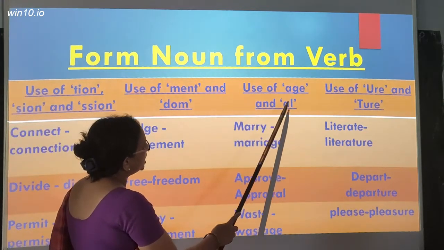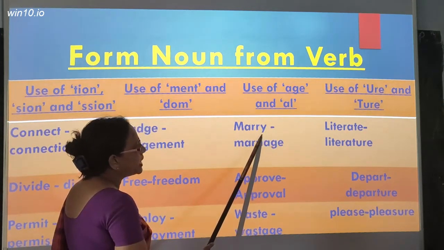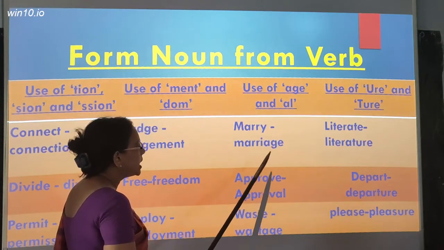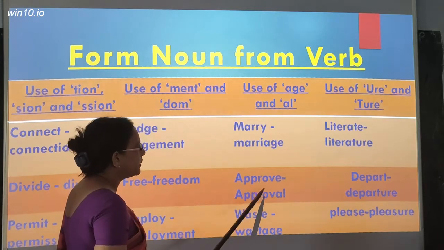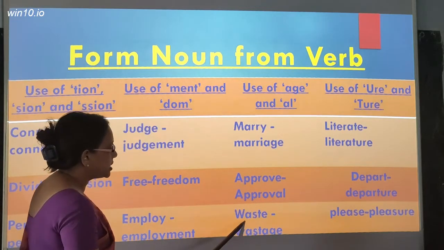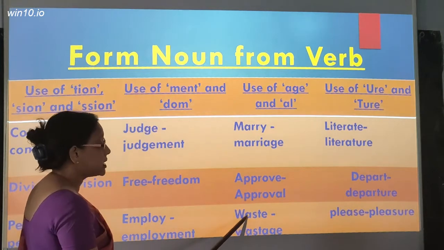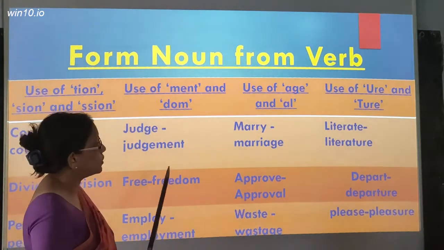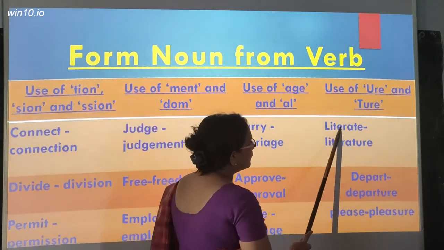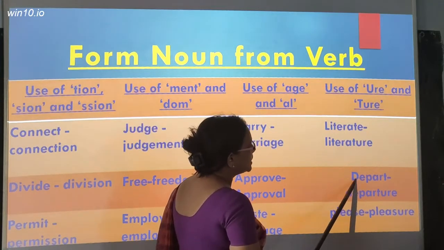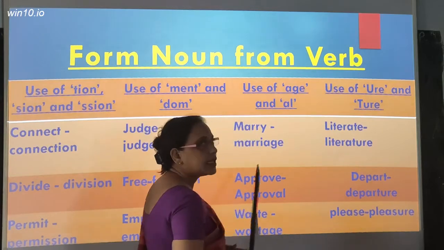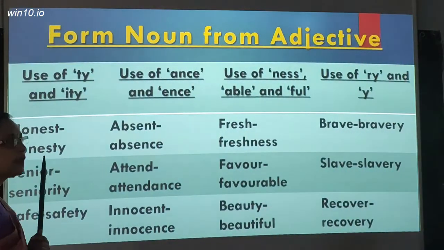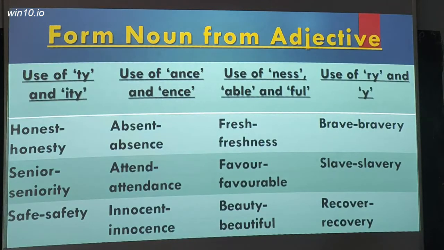Look at the examples of age and al. Marry is a verb and marriage is a noun. Approve is a verb, approval is a noun. Waste is a verb and wastage is a noun. Literate is a verb, literature is a noun. Depart is a verb, departure is a noun. Please is a verb and pleasure is a noun. So these are some suffixes we put after the primary word to make nouns.